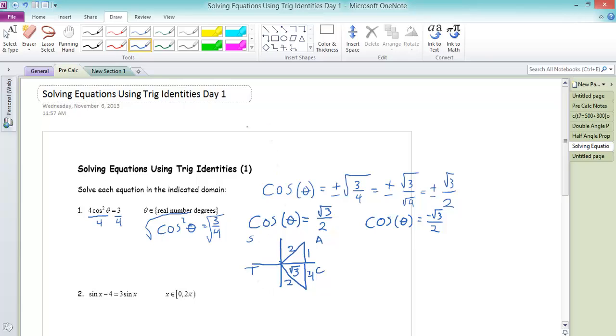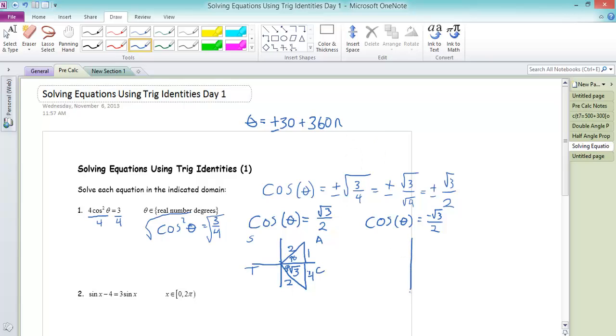So for cosine of theta is equal to root 3 over 2, theta is going to be equal to 30 degrees, but the other one is below, so it's negative. It'll be plus or minus 30 degrees plus the period of cosine, which is 360 times n. And that n gives me all solutions because those would be coterminal to my solutions.